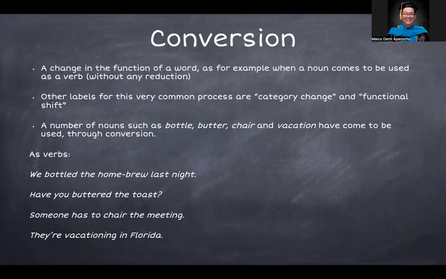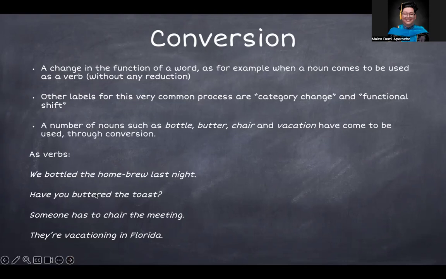A number of nouns, such as bottle, butter, chair, and vacation, have come to be used through conversion as verbs. For example, we bottled the home brew last night. So originally the word is bottle. However, in this sentence, there's no clipping, there's no reduction happening. However, we have converted the function of the word from noun to verb. We bottled the home brew last night, bottle to bottled.